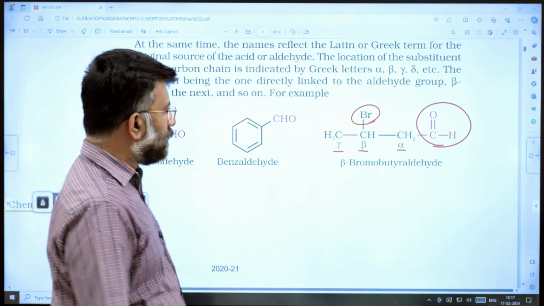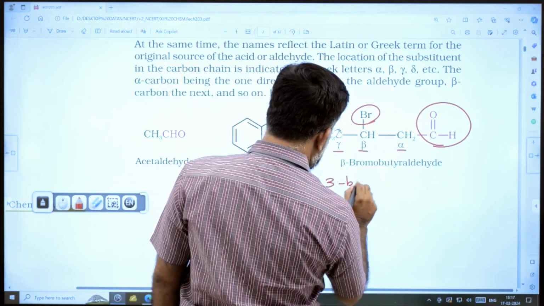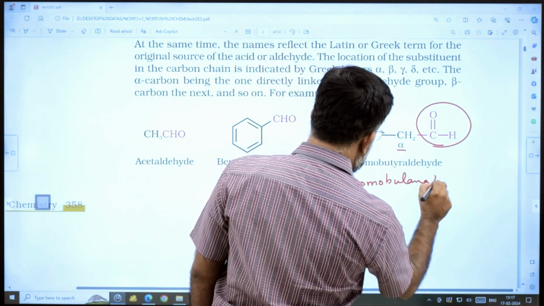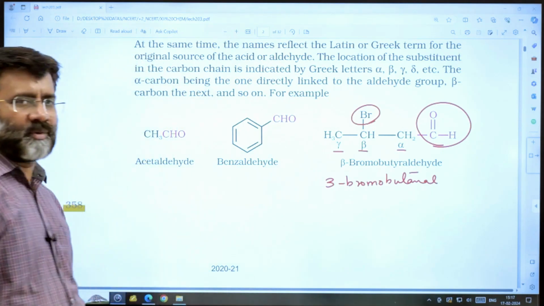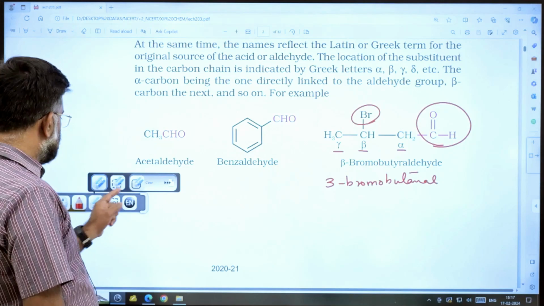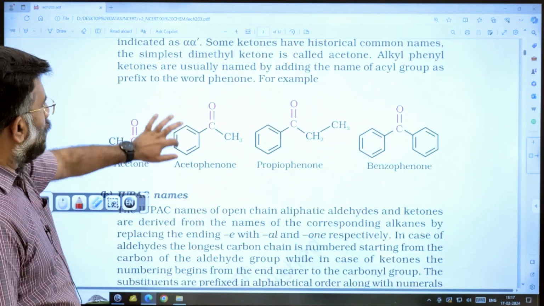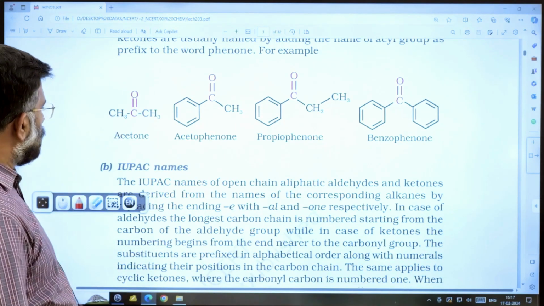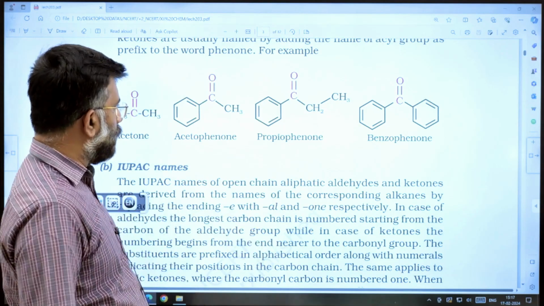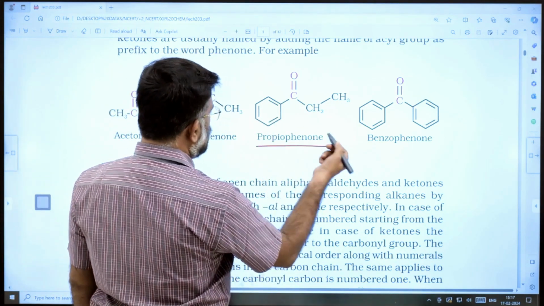What is the IUPAC name? 1, 2, 3, 4. 3-bromo butanal. That is the name. Okay, fine. Look at the next molecules: acetone, propanone, acetophenone, 1-phenylethanone, propiophenone. What is the IUPAC name? Propiophenone is the common name.